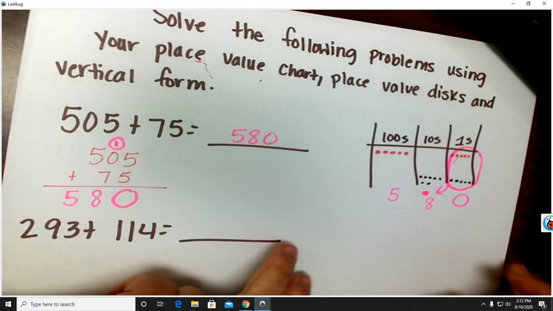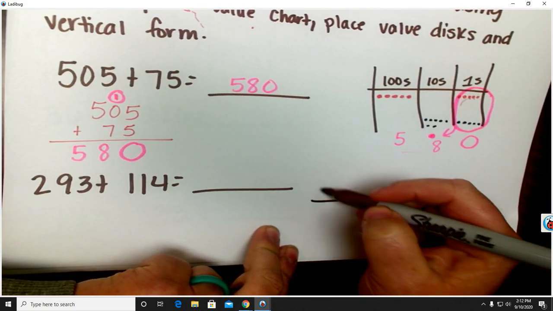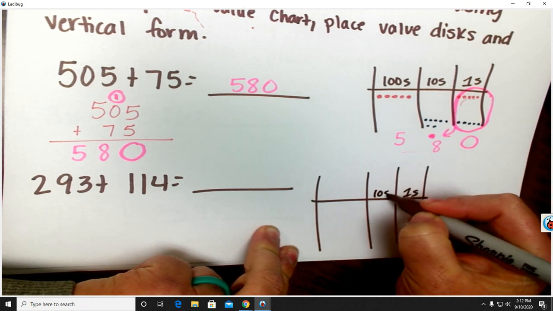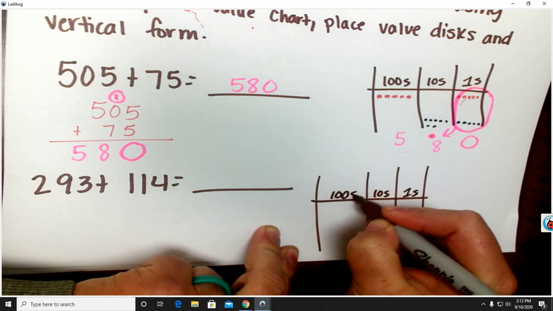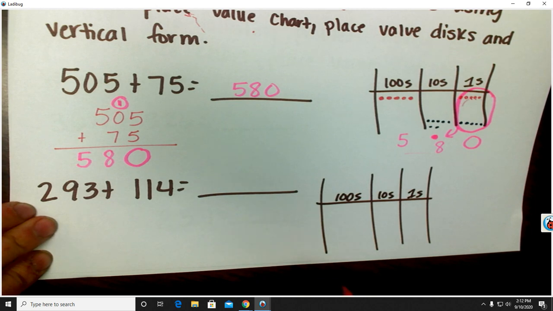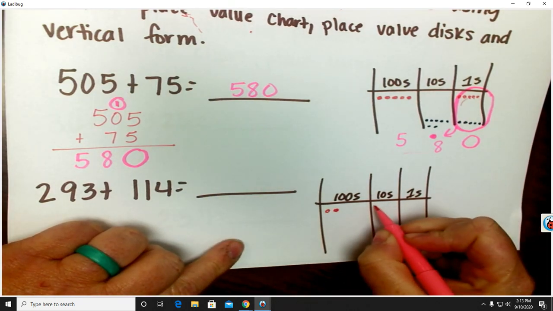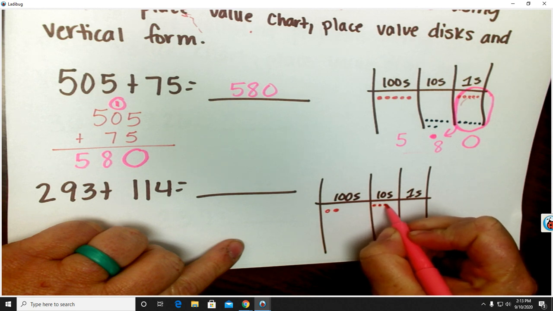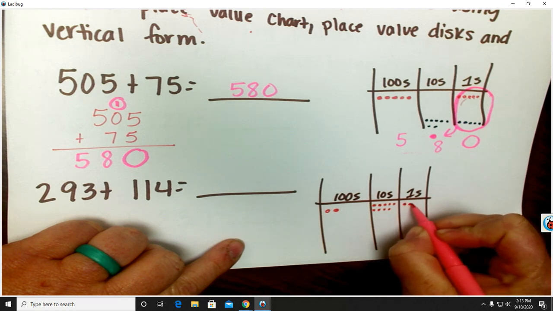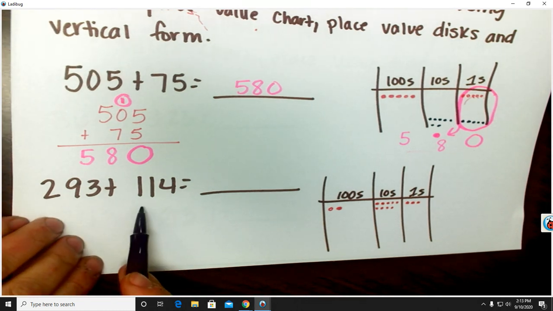So we have 293 plus 114. So I'm just going to draw out my place value chart, and I have ones, tens, and hundreds. And I'm going to model my numbers. So I'm first going to model 293. So I have 2 hundreds, I have 9 tens, and I have 3 ones. So that's my first number. And now I'm going to model 114.